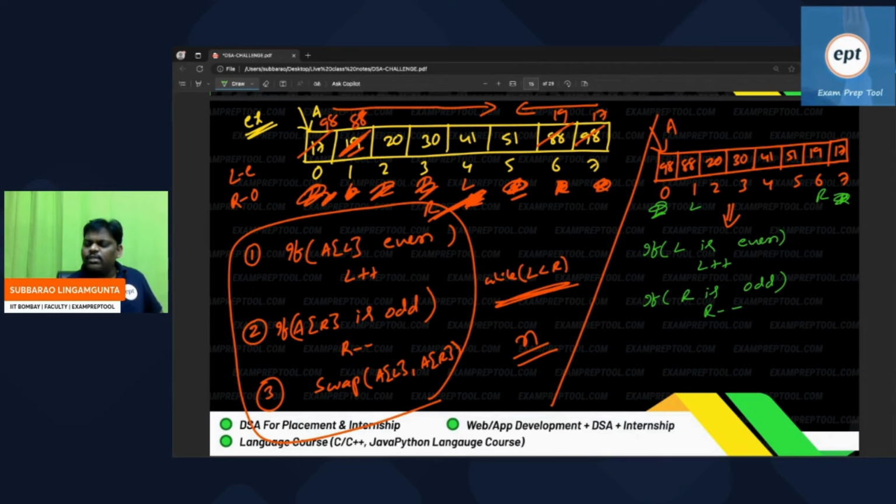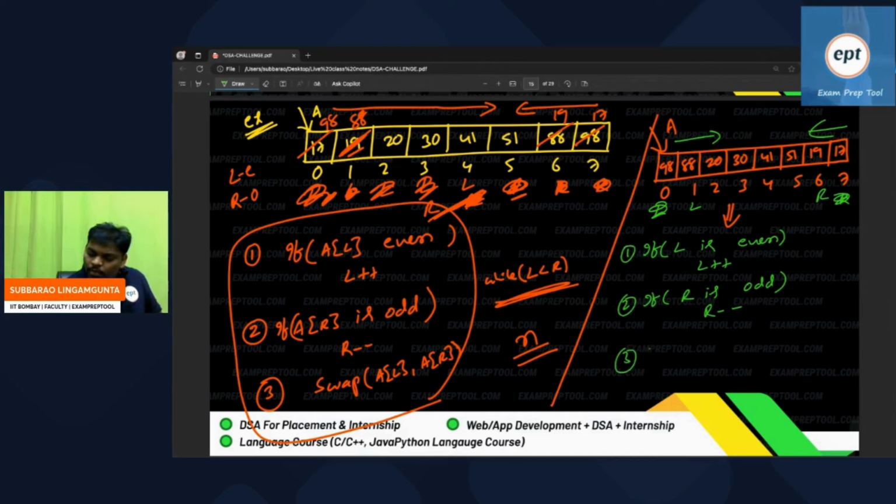So maximum one scan, they are going like this. Now, wherever L is there, is L even? No, fail. L stopped. Wherever R is there, where R is odd, then stop. When both are stopped, swap it.